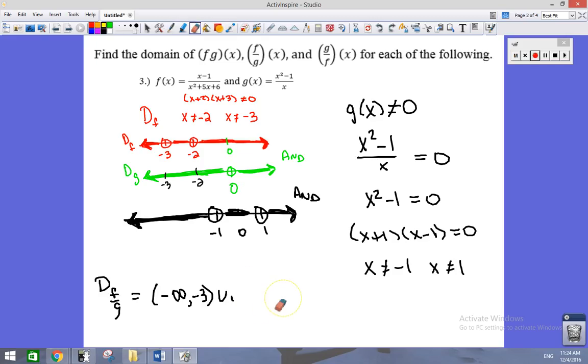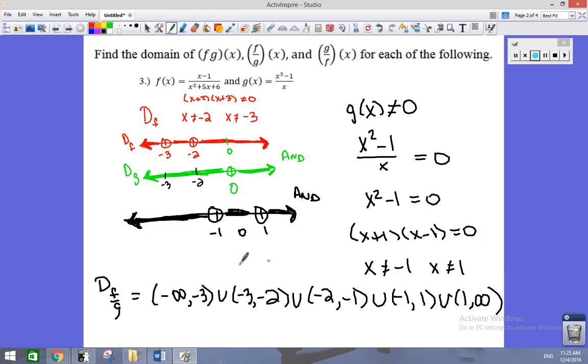Pay attention to what I'm doing. It's shaded between negative 3 and negative 2. And then it's shaded between negative 2 and negative 1. And then it's shaded between negative 1 and positive 1, and then 1 to infinity. So we had to throw out 4 values, negative 3, negative 2, negative 1, and positive 1, for the domain of f over g.